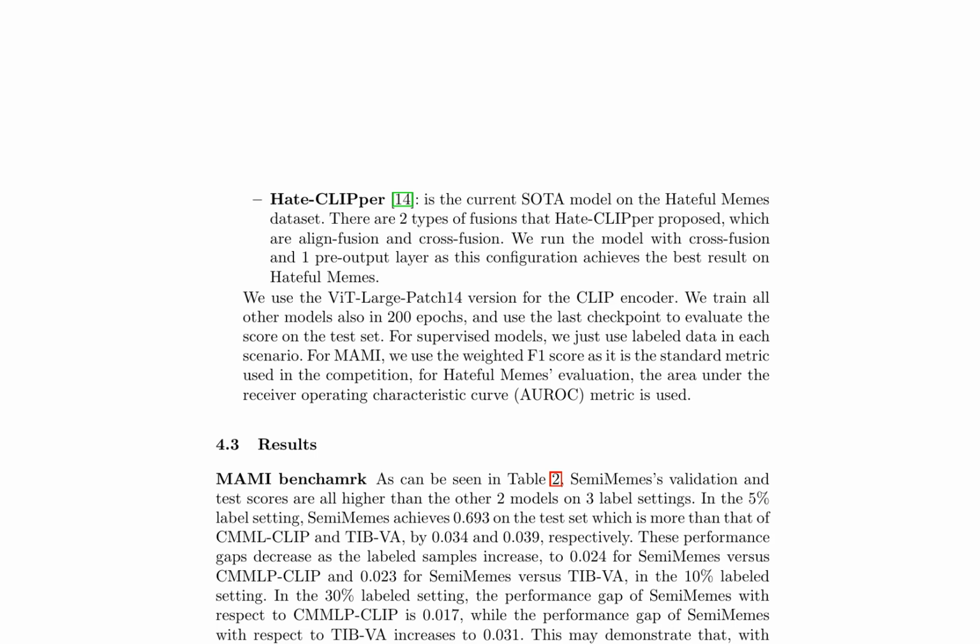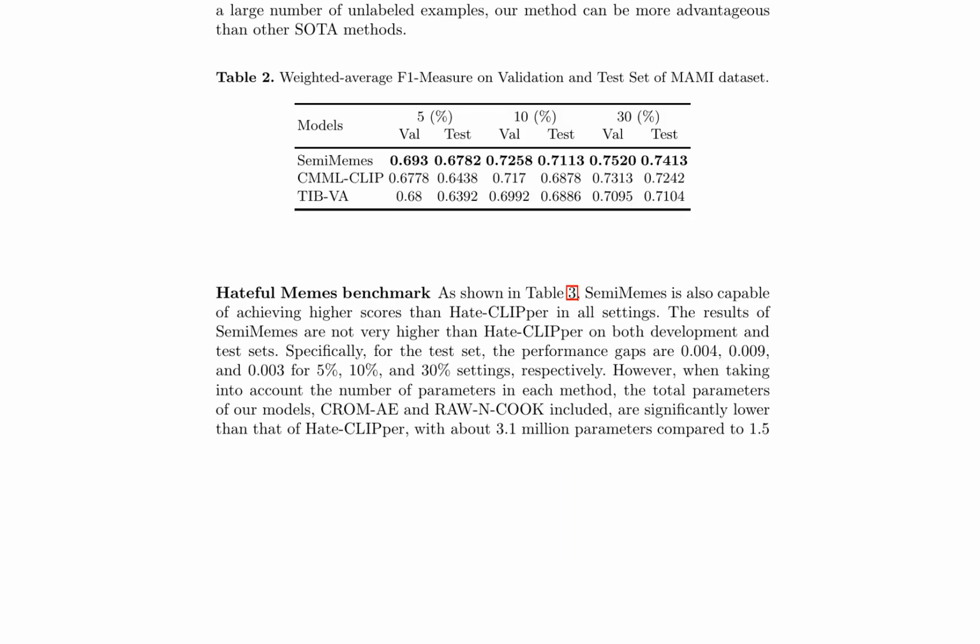CMML-CLIP, TIBVA, and HateClipper. On the MAMI dataset, SemiMemes achieves higher weighted F1 scores on both validation and test sets compared to CMML-CLIP and TIBVA, with performance gaps decreasing as the labeled samples increase. On the Hateful Memes dataset, SemiMemes also achieves higher AUROC scores than HateClipper in all settings, with smaller performance gaps.